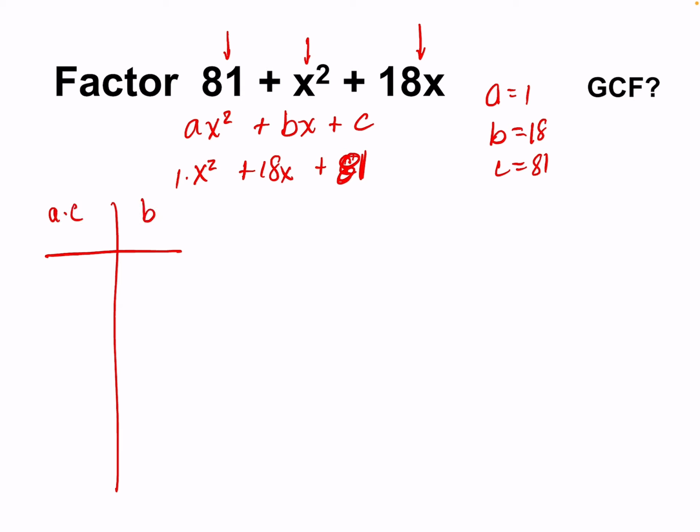What's my A times my C? Yep, that's 81. What's my B? That's 18. I'm looking for two numbers that when I multiply them together, I get 81. 1 times 81 is 81. When I add them together, I get 18. Well, 1 plus 81 is 82.